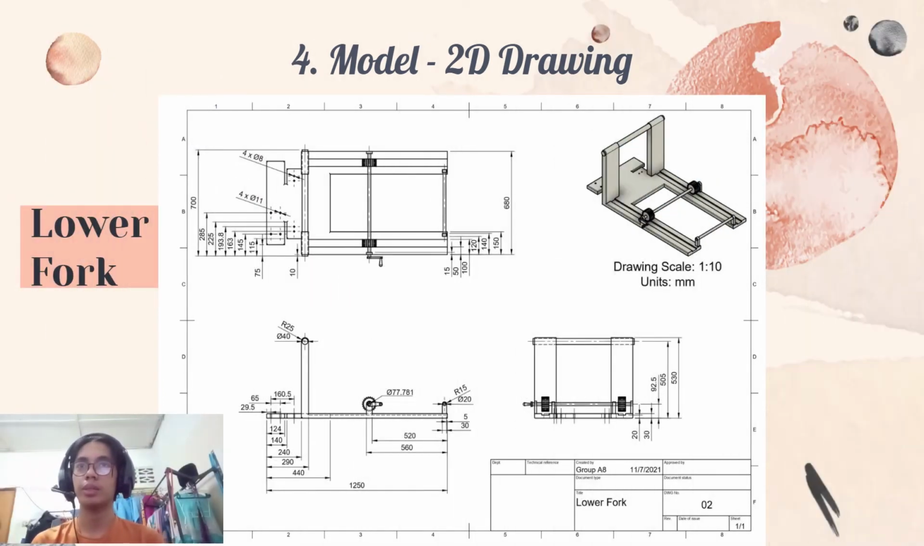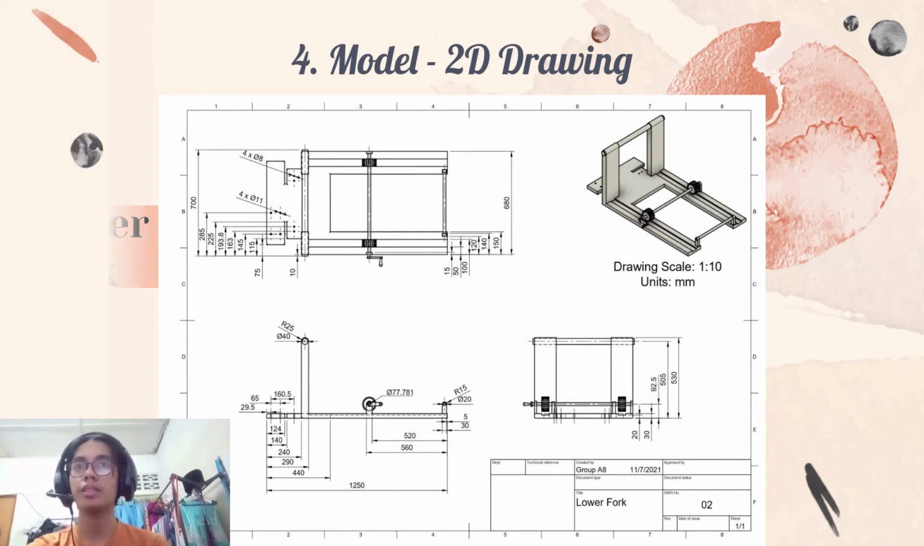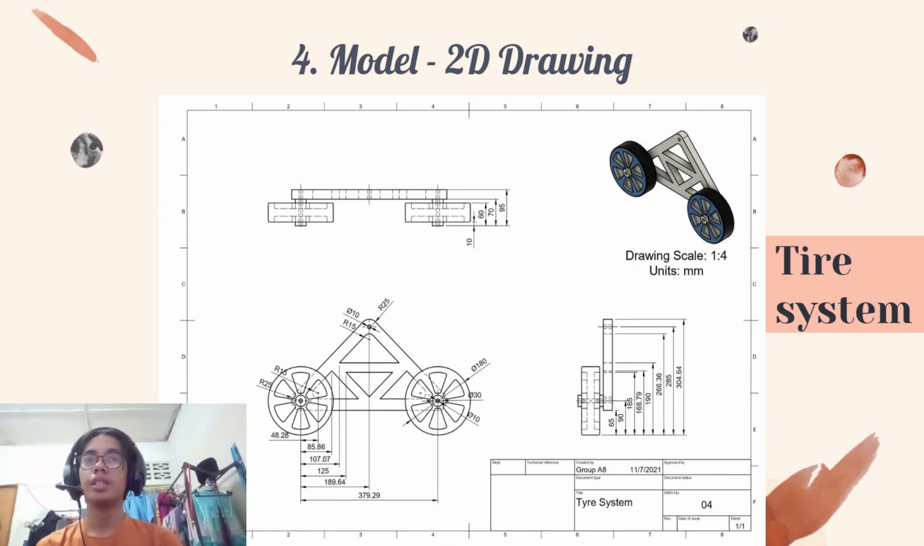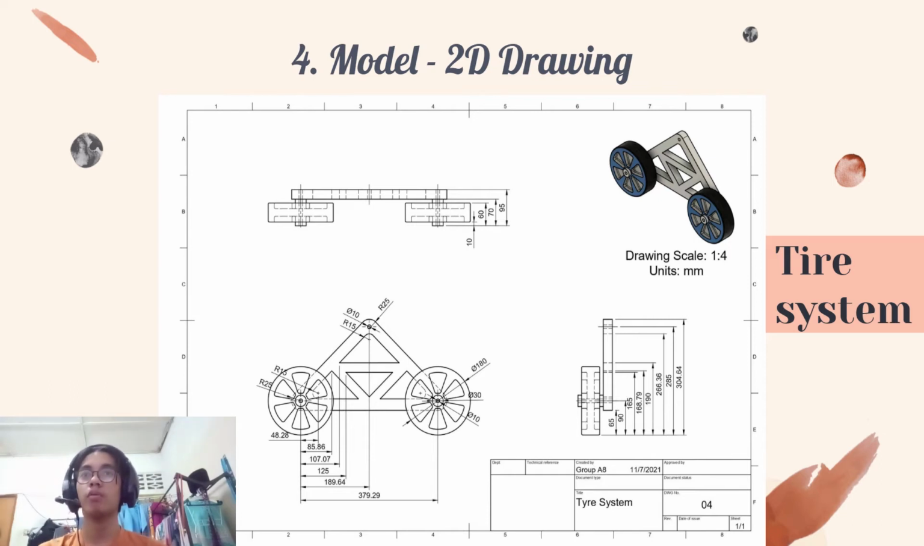And this is our dimension for our lower fork. We move on to our tire system, and this is the dimensioning of our tire system. There are a lot of random numbers with decimals in our drawing here, because when we built the frame of our tires, we built it with angular dimensions, and therefore we have these random decimals when we dimension it linearly.